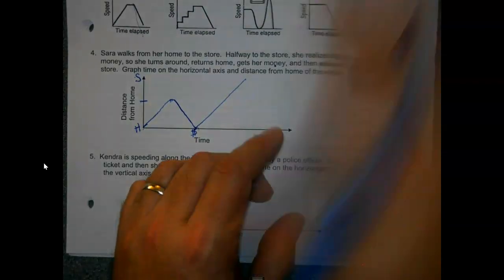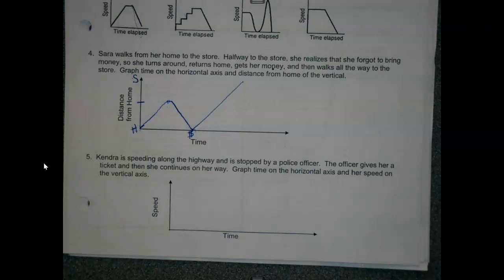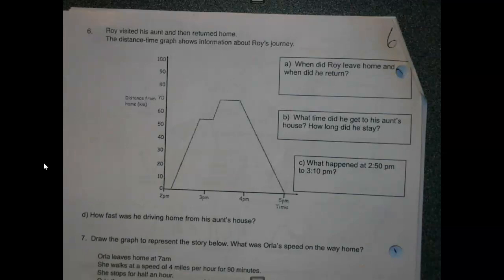I just want to peek one second quick to the next page. Okay. For the moment, we're going to go past 5. I don't feel bad about leaving you to do a couple of these, because I want to make sure that I show you some of the weird that can happen here, and make sure that we're looking good. So, okay. As we turn over to page 6. Roy visited his aunt and then returned home. So that's what this is a graph of. The distance time graph shows information about Roy's journey.